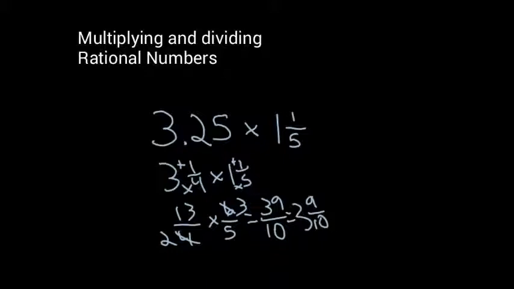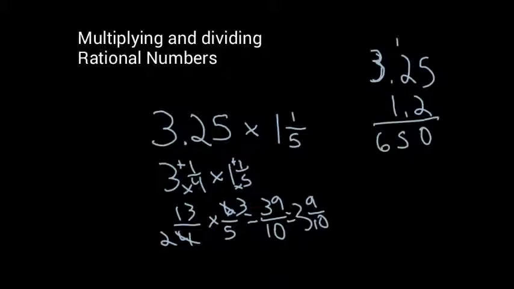If I wanted to go the other way and do this with decimals, we'd have 3 and 2500ths times 1 and 1/5. 1 and 1/5, turning that into tenths, it would be 1 and 2/10. So it would be 1 and 2/10 as a decimal. Now I can multiply. 2 times 5 is 10. Carry my 1. 2 times 2 is 4, plus 1 is 5. 3 times 2 is 6. Put my 0 placeholder. 1 times 5 is 5. 1 times 2 is 2. 1 times 3 is 3.